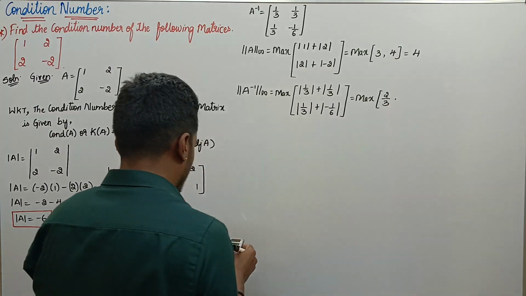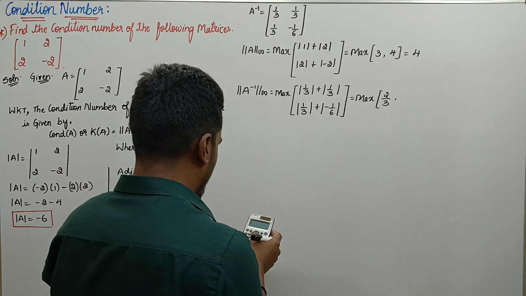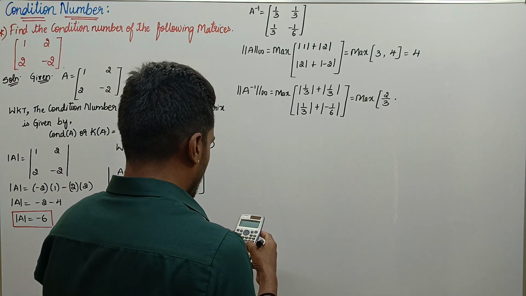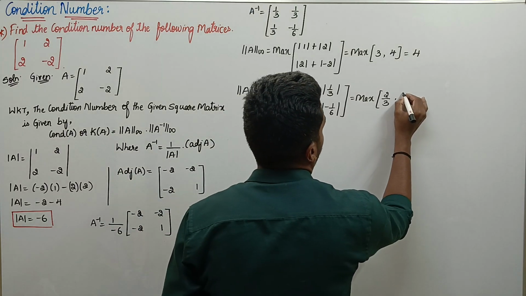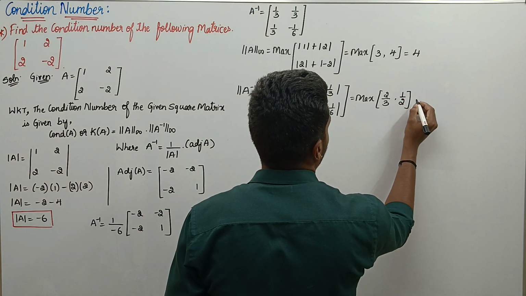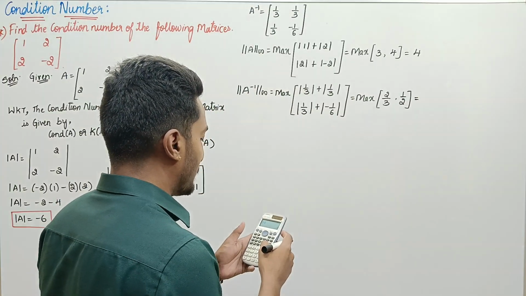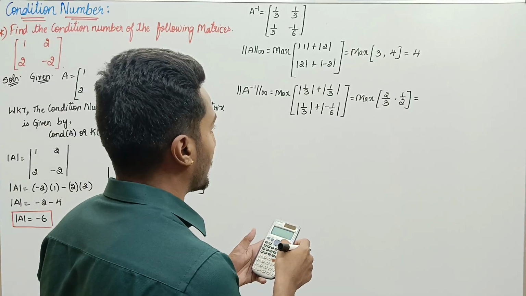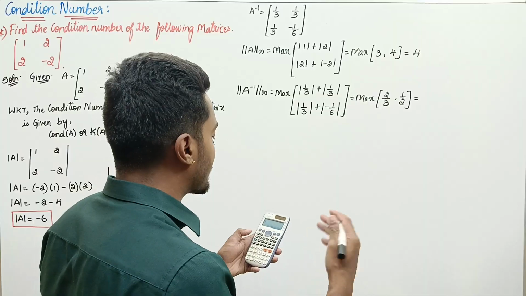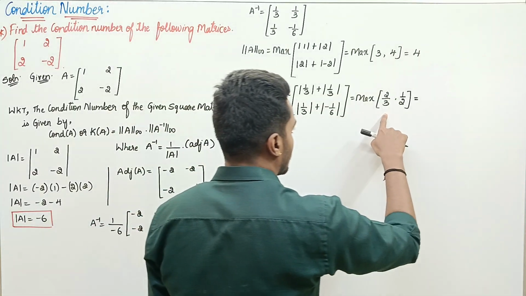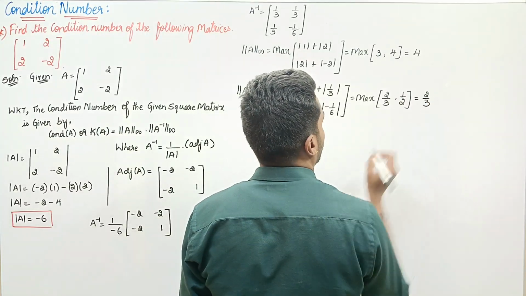Next, 1 by 3 plus 1 by 6, you get 1 by 2. Okay, in this which is maximum, it is easy. 1 by 2, you get 0.5. What is 2 by 3, you get 0.6666. 0.66 is bigger than 0.5, so we write it as 2 by 3.